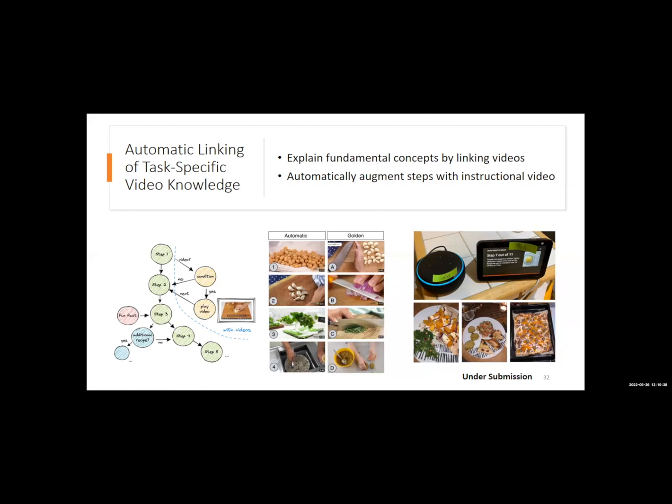And this is done automatically. So we were actually looking at automatic neural methods for doing this linking, but it is noisy. Approximately one in four of the videos are not quite right. And so that's an open challenge there because there's a lot of subtlety in that.